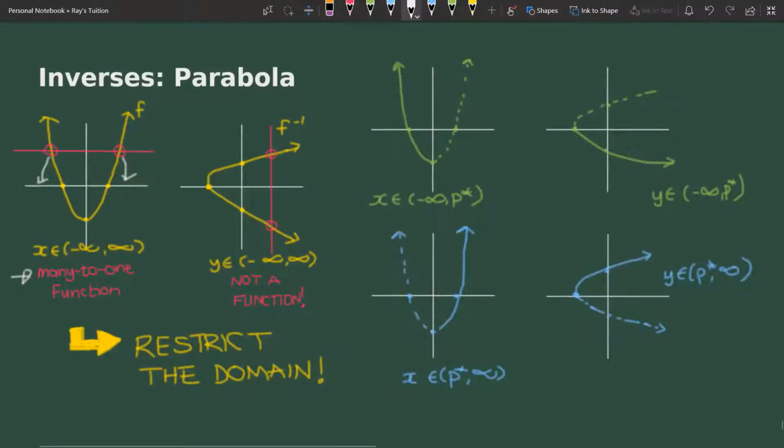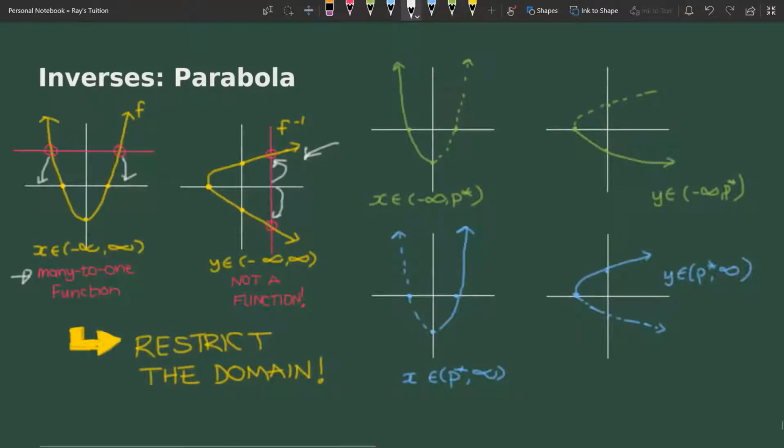So what happens when we have to find the inverse, which is the reflection about the line y is equal to x? The inverse looks like this, and the inverse is no longer a function. So what does that mean? That for one x value, there are two associated y values, which means that this relation is no longer a function.